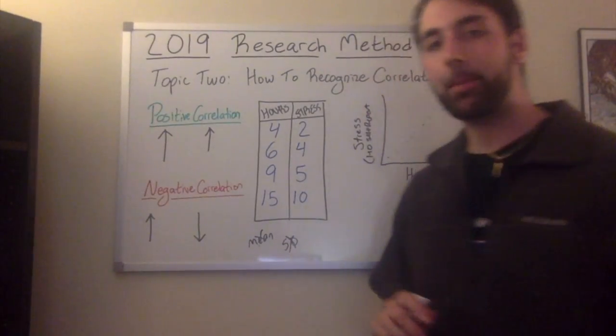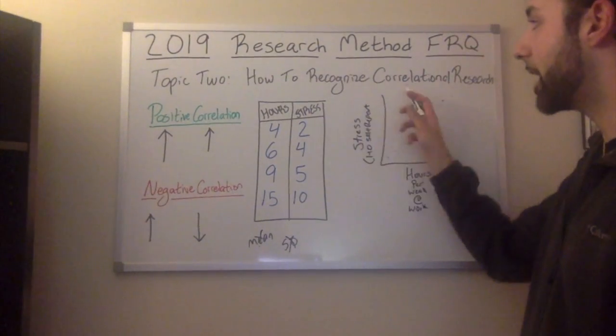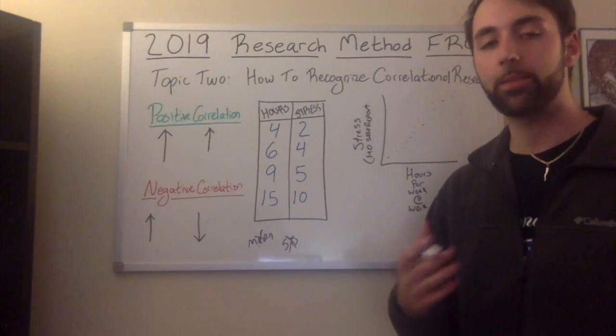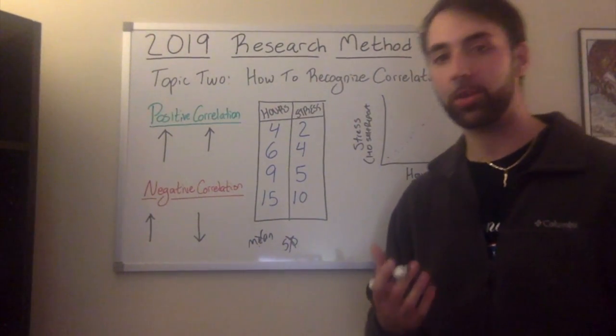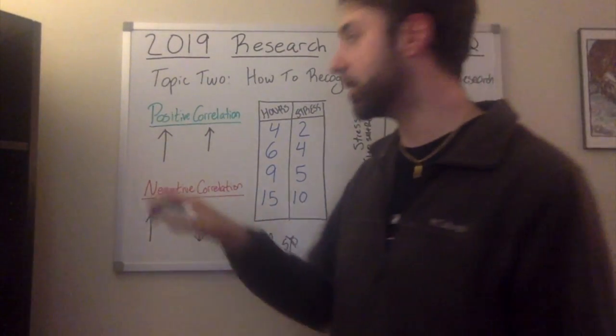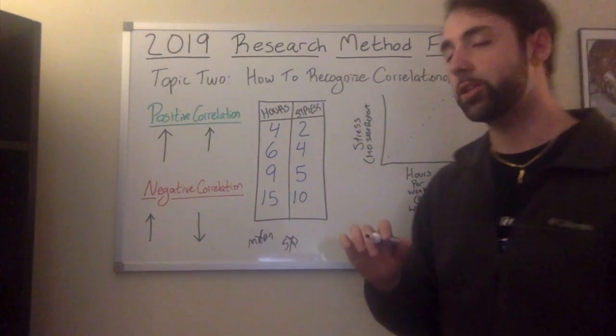The second major topic that you encounter on FRQs that I think is worth talking about is how to recognize you're actually looking at a correlational research study as opposed to an experiment, as opposed to a case study or a naturalistic observation. I'm going to start here in the middle, move over here, and then towards the end of this section of the video, we'll talk about what I have under positive and negative correlation.